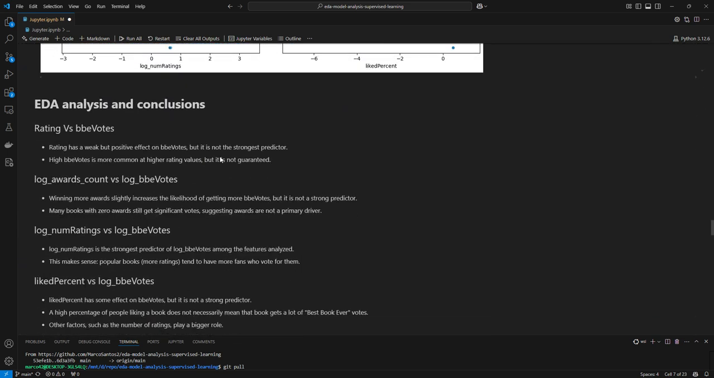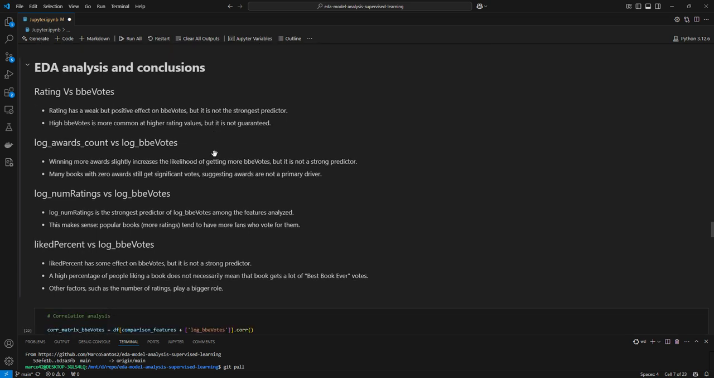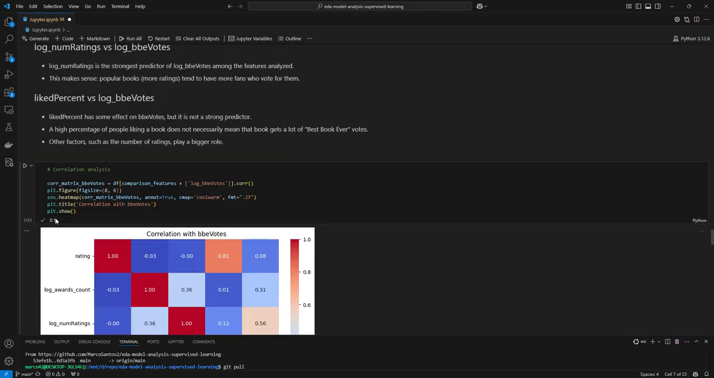All right, so if we go down here to the analysis and conclusion, you're going to see, as I mentioned, that rating has a weak but positive effect on BBE votes. Then let's go here to number of ratings. It is the strongest predictor of log BBE votes among the features analyzed. And then the liked percent comes in second.